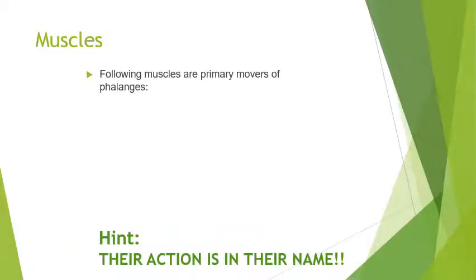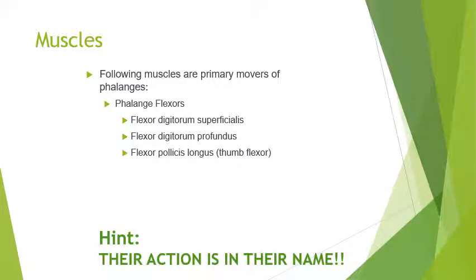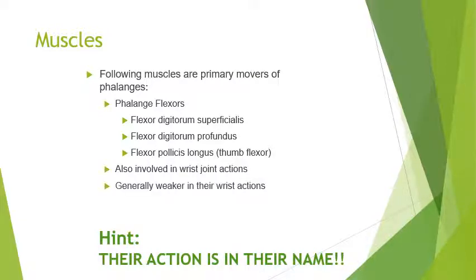So the following muscles are primary movers of the phalanges: your phalange flexors, your Flexor Digitorum superficialis, your Flexor Digitorum profundus, and your Flexor Pollicis longus. So the pollicis refers to the thumb. Now, because they do cross the wrist joint, they do get involved in wrist joint actions. However, they're generally much weaker in wrist joint actions. So they cross the wrist joint, so they could possibly create action at the wrist. However, the action there is generally much weaker.